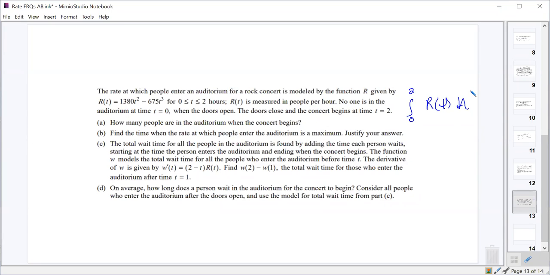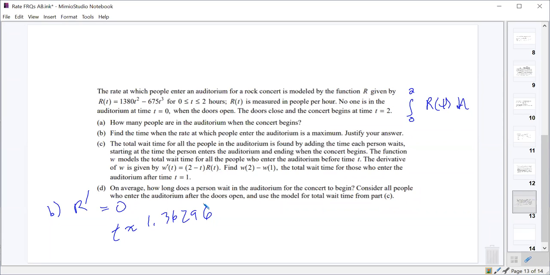Part B, to find the time when the rate at which people enter the auditorium is a maximum. People enter at this rate, and so we want when the rate is at a maximum. So that's just taking the derivative of r and setting it equal to 0. So r prime equals, what does that equal? Well, let's just say when does r prime equal 0, since you would have had a calculator for this.